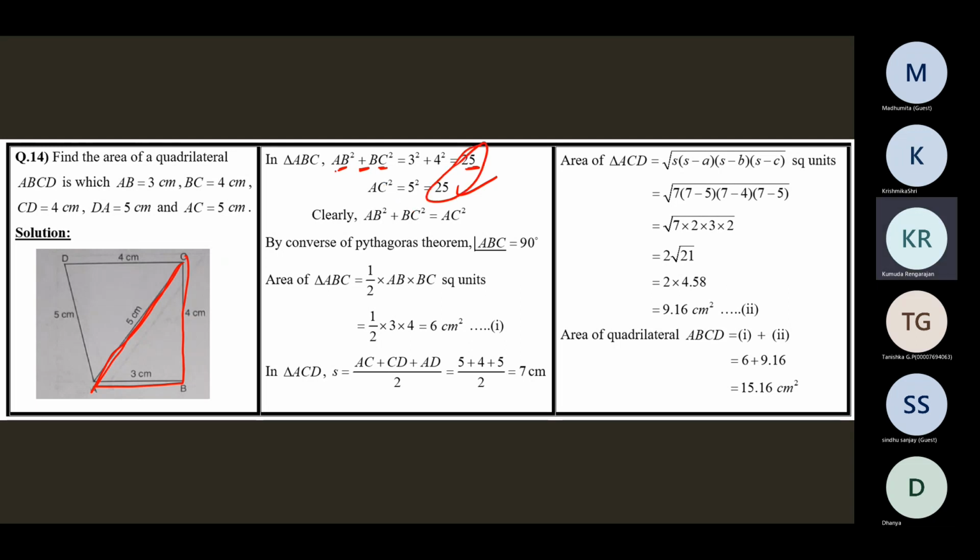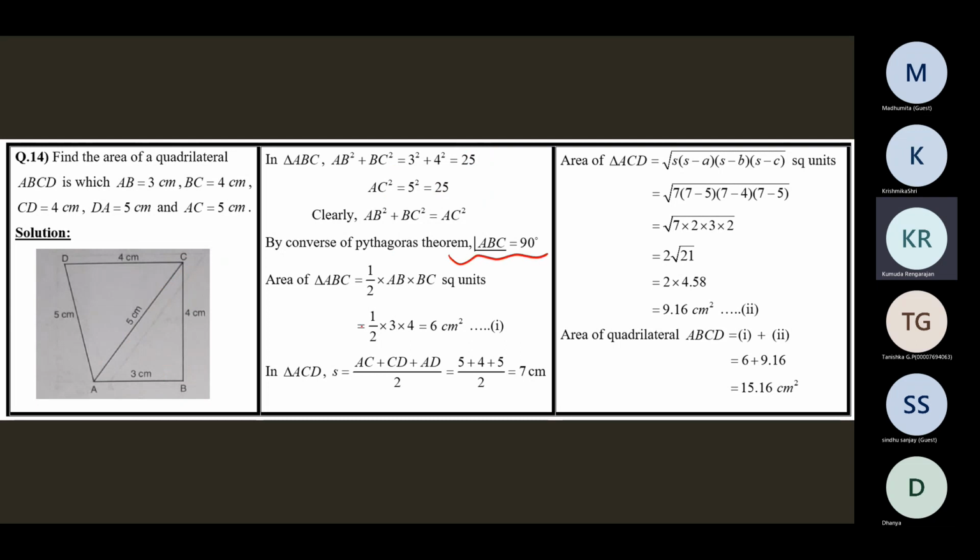Since AB square plus BC square is equal to AC square, by the converse of Pythagoras theorem, angle ABC is 90 degrees, because this is the longest side. The angle opposite to that is the right angle. Angle ABC is 90, so it's a right triangle. So you can find its area using half base into height.